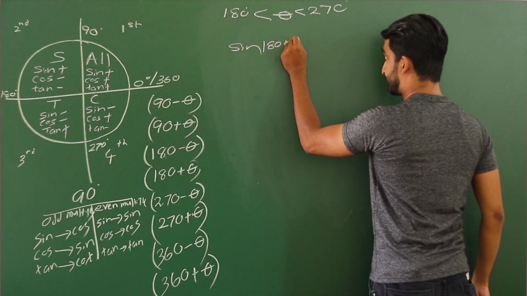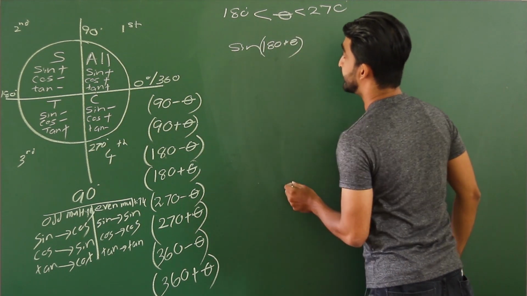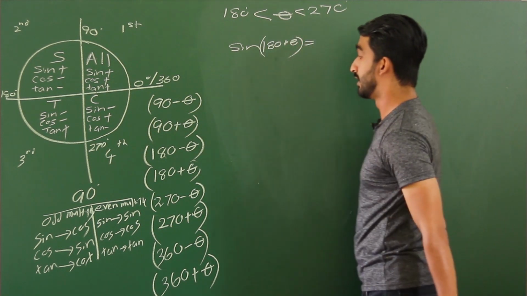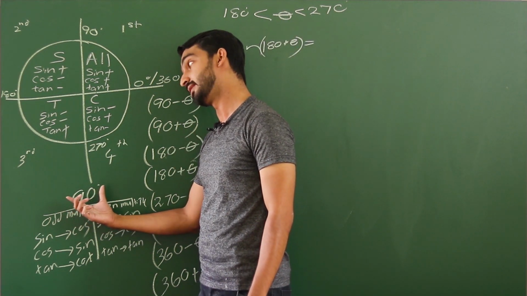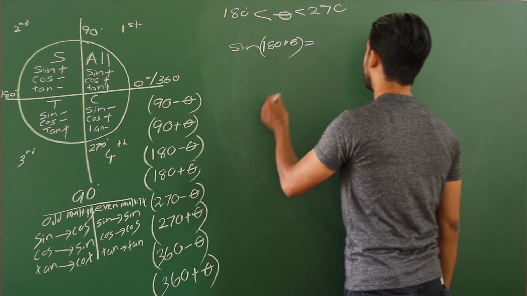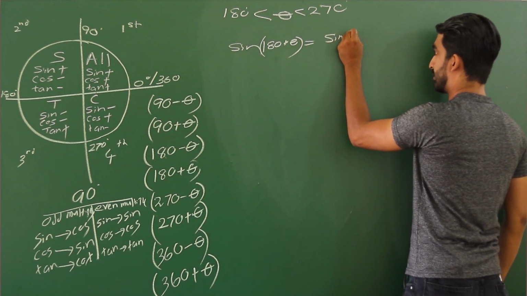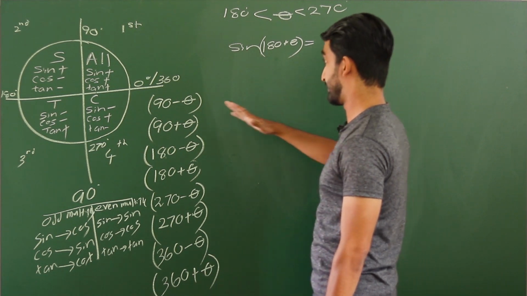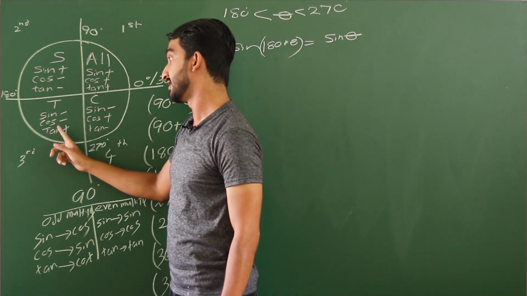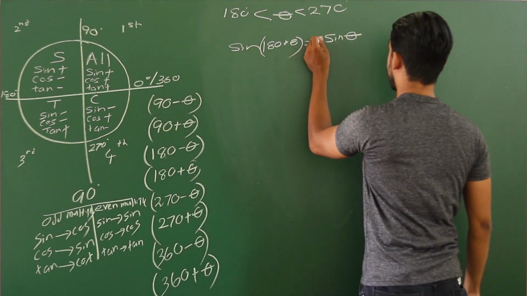So sine(180 plus theta) is equal to, now 180 is an even multiple, 2 into 90 is 180, so sine will be sine, so it is sin theta, but now only tan is positive, sine is negative, so it is minus sin theta.